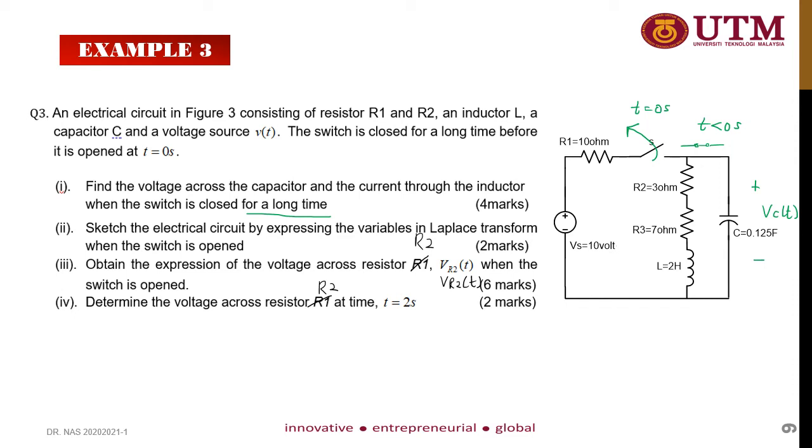And then the third one, you need to obtain the expression of the voltage across resistor R1. So this is your R1. You need to determine the voltage across resistor 1, so it's VR1 when the switch is open. And lastly, you need to determine the voltage across the resistor at t equal to 2 seconds.